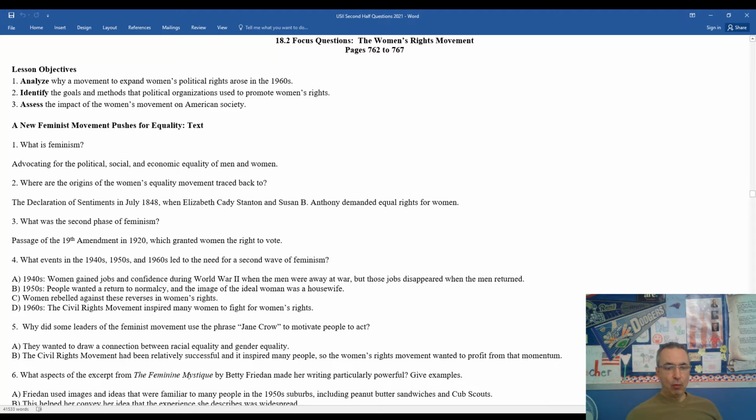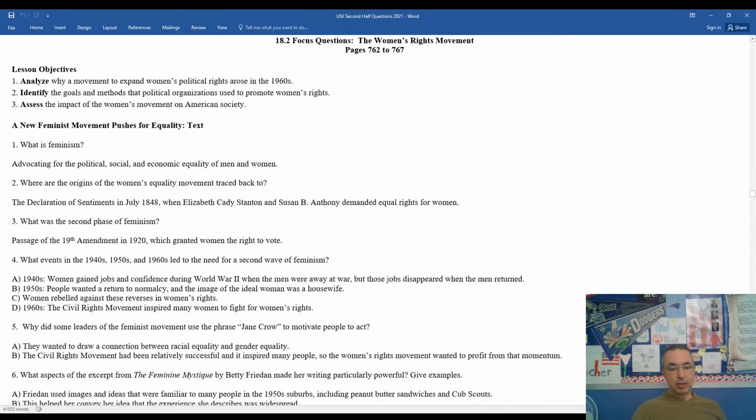Four, what events in the 40s, the 50s, the 60s led to the need for a second wave of feminism? 1940s, women gained jobs and confidence during World War II. When men were away at war, they stepped up and handled a lot of the difficult jobs, handled them well, and really proved themselves to be equal to men during World War II.